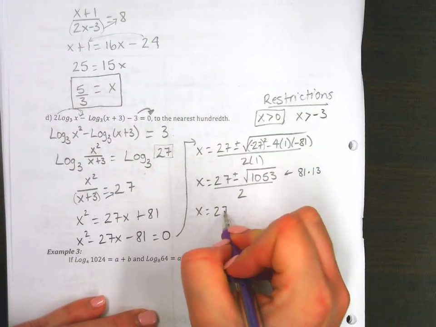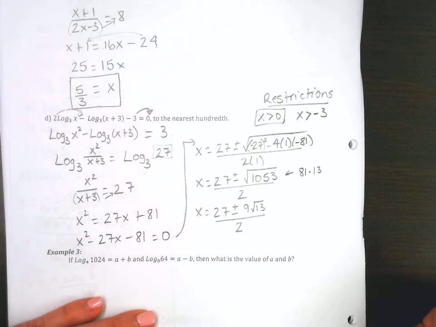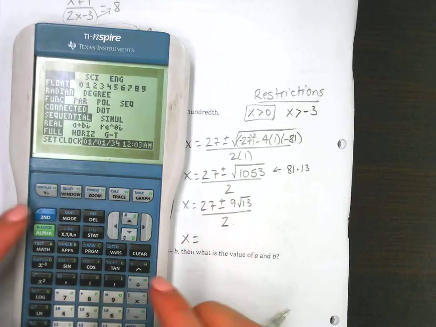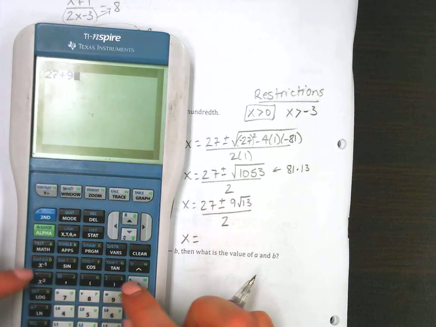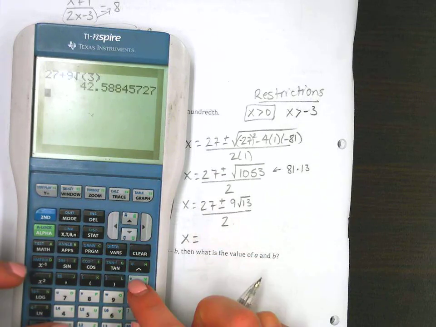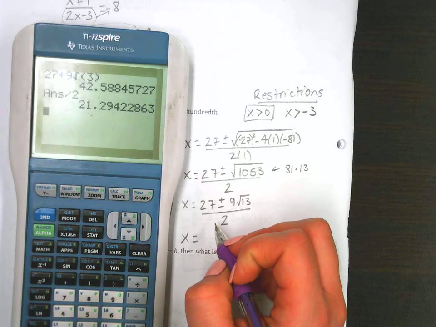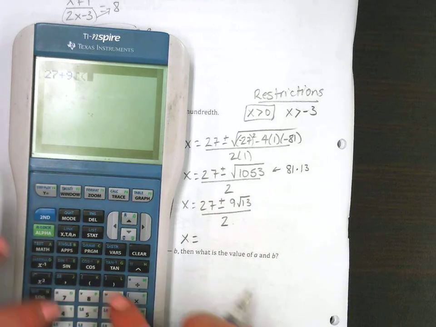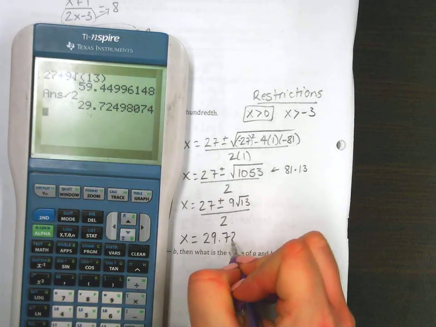On my calculator, to the nearest hundredth, substitute into our calculator, 27 plus 9 root 13 divided by 2, we get 29.72, and our other solution is 27 minus 9 root 13 divided by 2, negative 2.72.